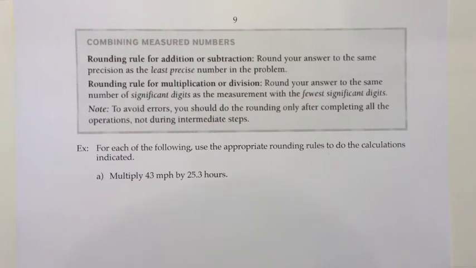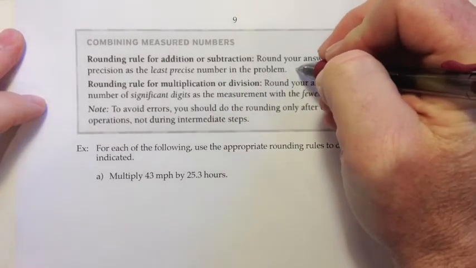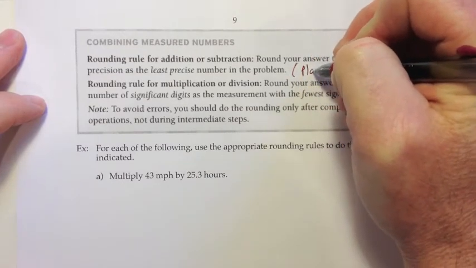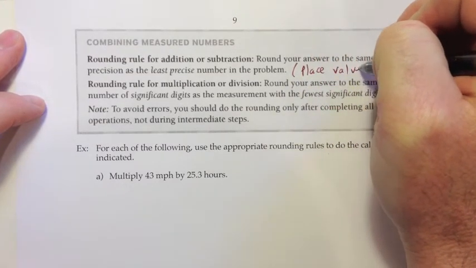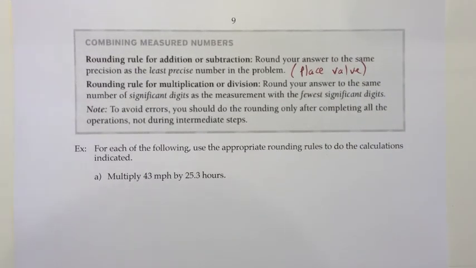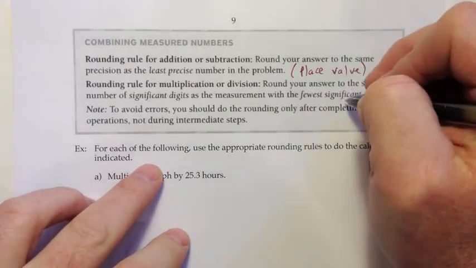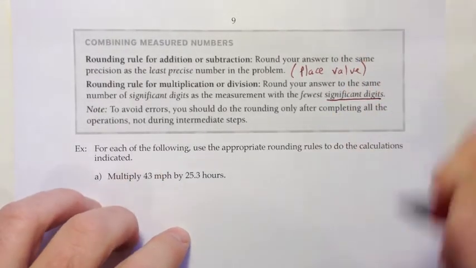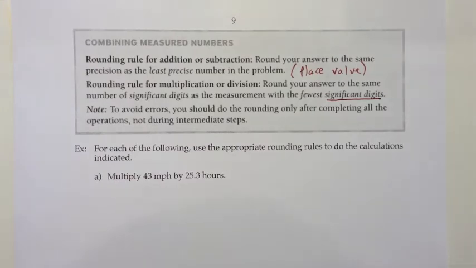So the rounding rule for addition or subtraction states that you round your answer to the same precision as the least precise number in the problem. Remember, precision is about place value, so when you're adding or subtracting numbers, it's the place value that's important. And the rounding rule for multiplication or division states that you should round your answer to the same number of significant digits as the measurement with the fewest significant digits. So when you're multiplying or dividing, instead of paying attention to the place value, you think more about the number of significant digits, and that's what affects your answers.